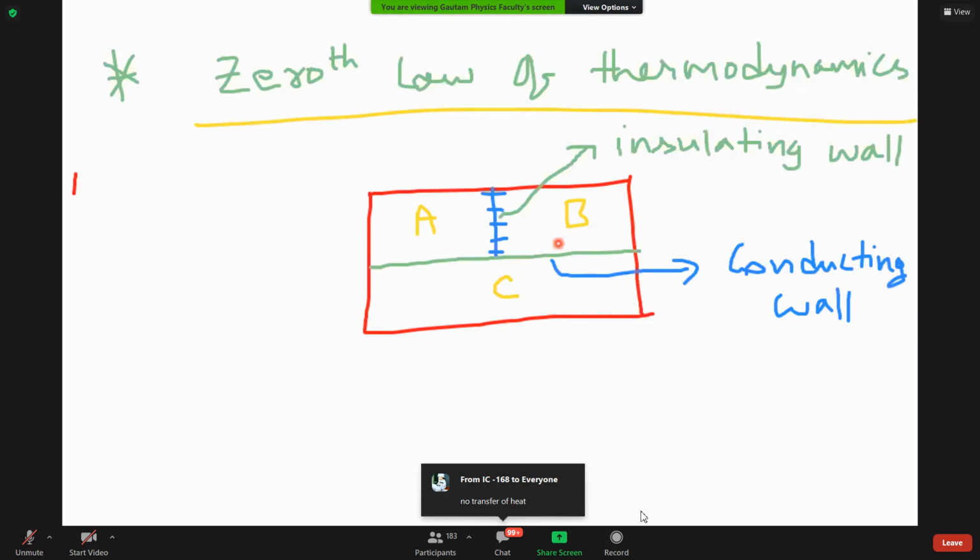And here the green color is conducting wall. This green color line is conducting wall. So here heat can exchange between B and C. Heat can flow between B and C. Heat can flow from C and A. But heat cannot flow from A to B.